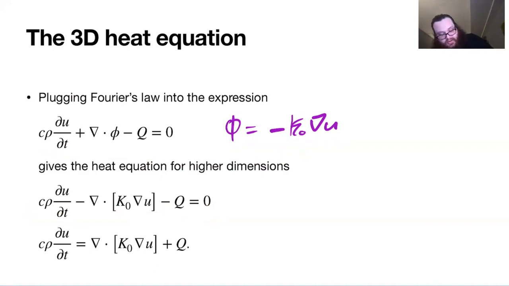Okay. So the heat equation in higher dimensions: the only changes are the two spatial derivatives on the right-hand side. The outer one is replaced by the divergence operator. And then the inner spatial derivative is replaced with just this gradient operator.